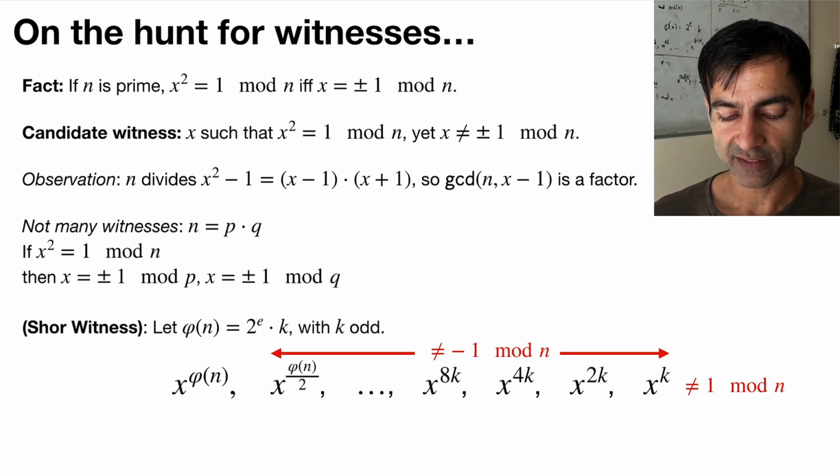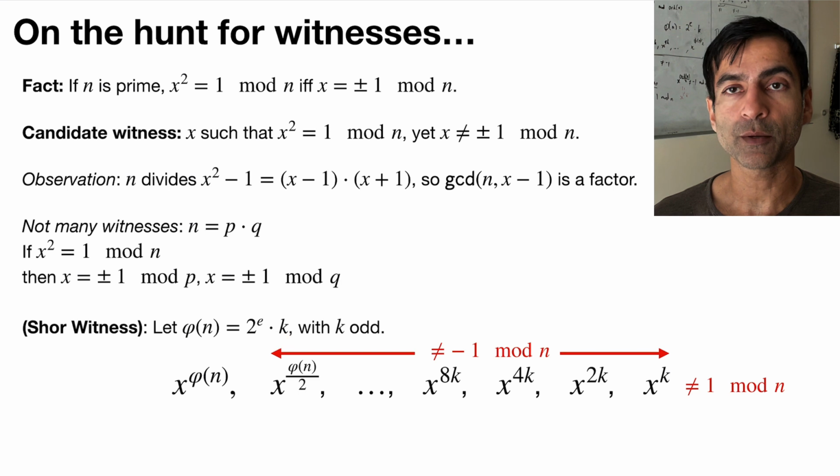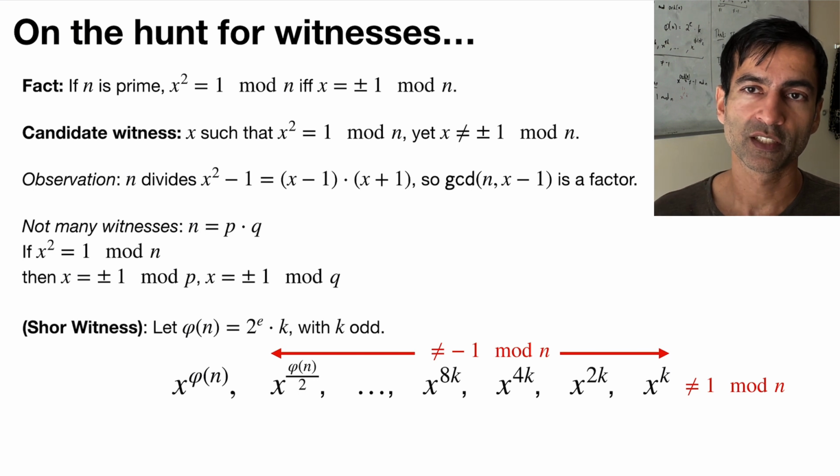So let's say we know phi of n. Let's write it as 2 to the power e times k, where k is odd. In other words, we take out all the factors of 2 from phi of n.